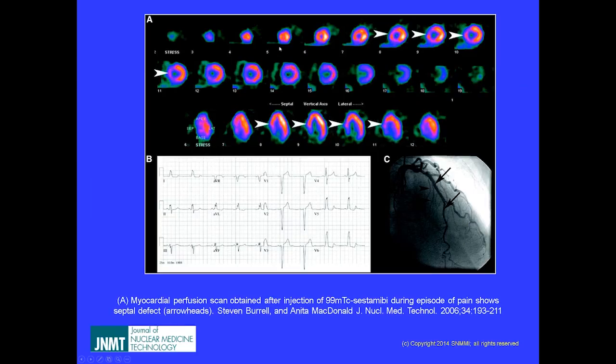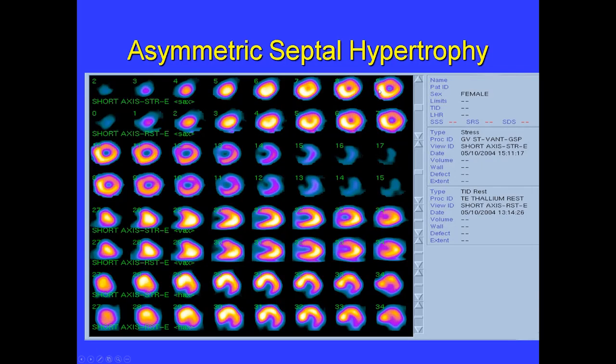Here's a case of, as I mentioned earlier, left bundle branch block. This is a patient who exercised, and we see that there's thinning of counts in the septal regions. And the usual solution to this is to stress the patient with vasodilator-based imaging, which should not, in general, give you these defects.